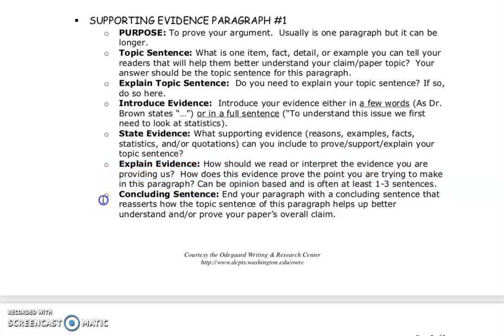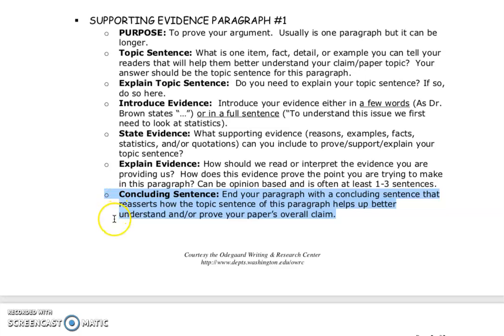And then, of course, like every good paragraph, you're going to have a concluding sentence. You will end your paragraph with a concluding sentence that reasserts how the topic sentence helps us better understand or prove your paper's overall claim. Okay, so let me explain this because this sounds simple enough, but this is a really important step. And I think that the more that we write papers, the more we kind of let this go by the wayside. So here's why this is really important.